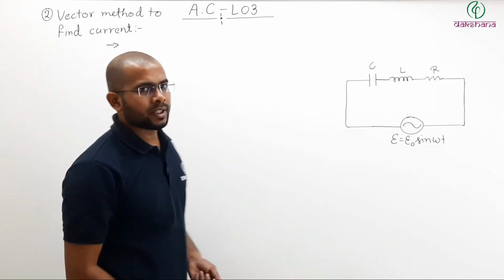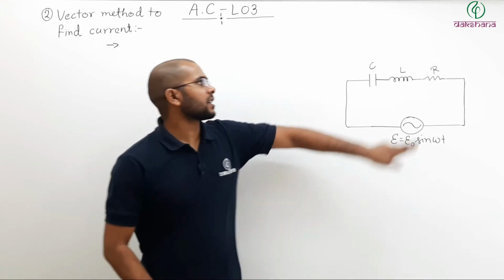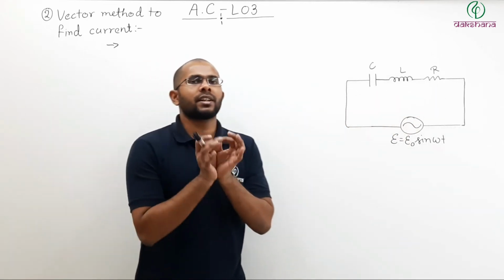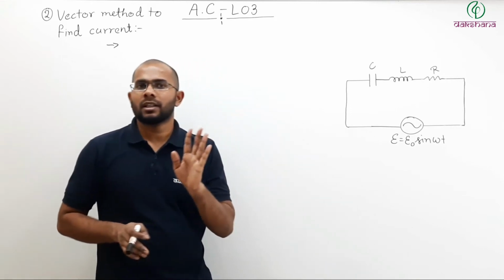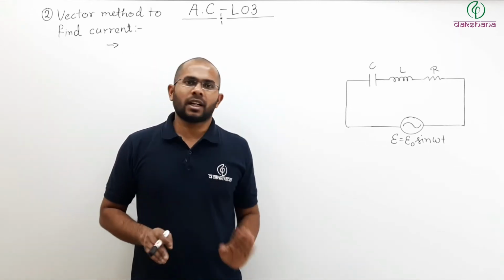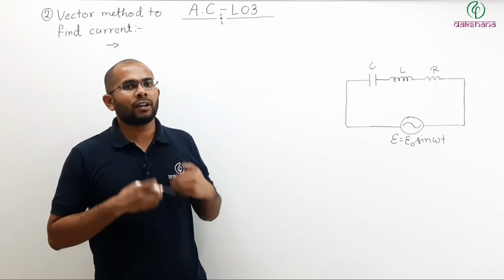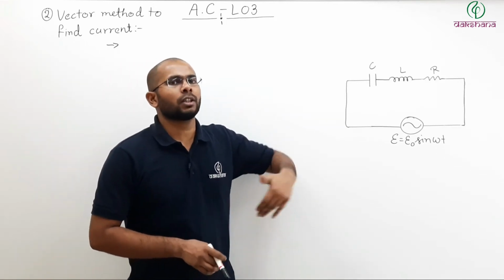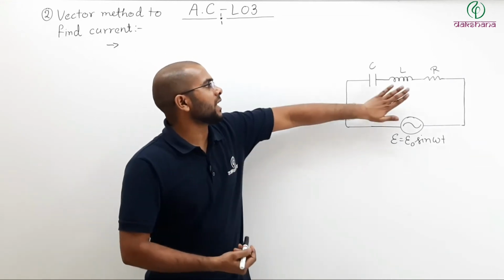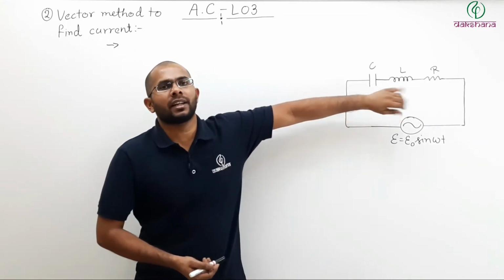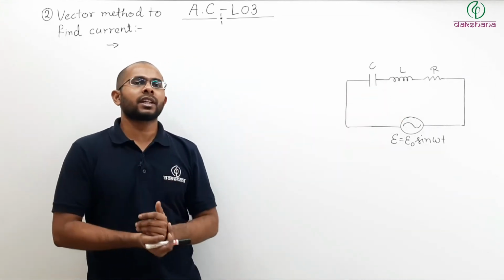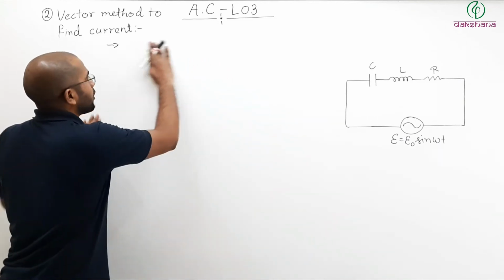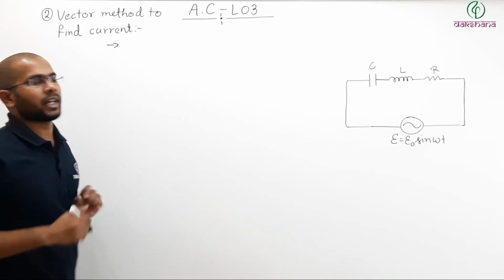So what I will do is, I will represent resistance in a vector form. Now remember, resistance is not a vector. What we are doing is, for the sake of simplifying our calculation, or in order to avoid the mathematics of finding the current in this circuit, we are considering resistance as a vector.